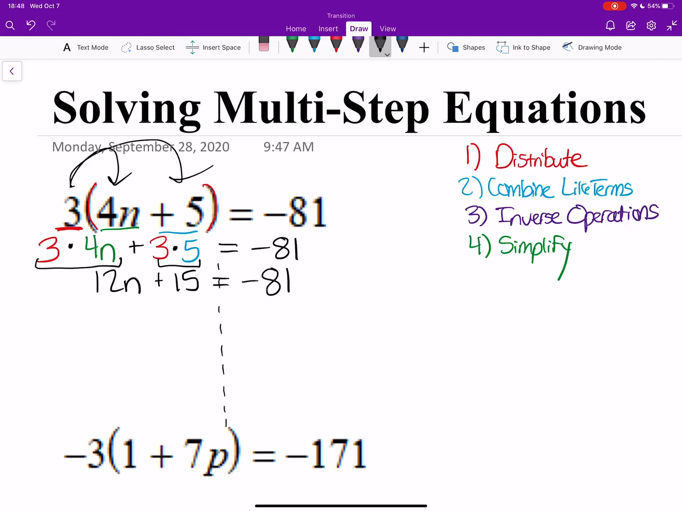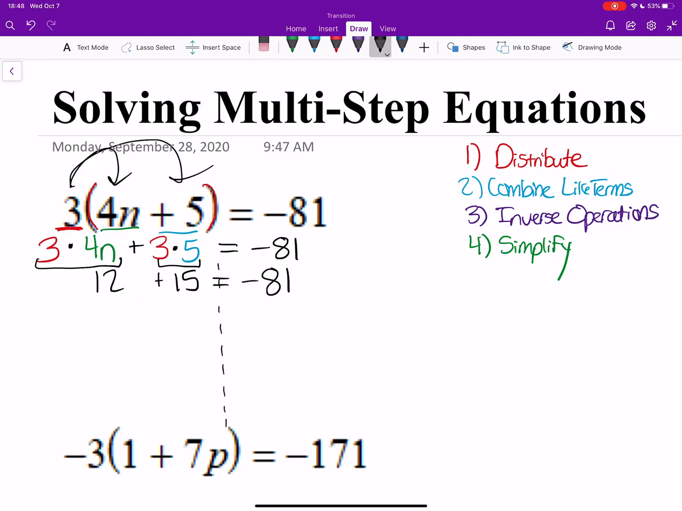I know that the variable I'm trying to solve for is n, so I want to get n by itself on the left side of my equation. That means there are two things I need to move away from the n. I need to move the 12 away from the n, and I need to move the 15. I'm actually going to start by moving the 15 away because it's further away from the n. You see that 12 is very close to the n, so they're attached super tightly. It's harder for me to pull the 12 away. So I'm going to start by moving the 15 first.